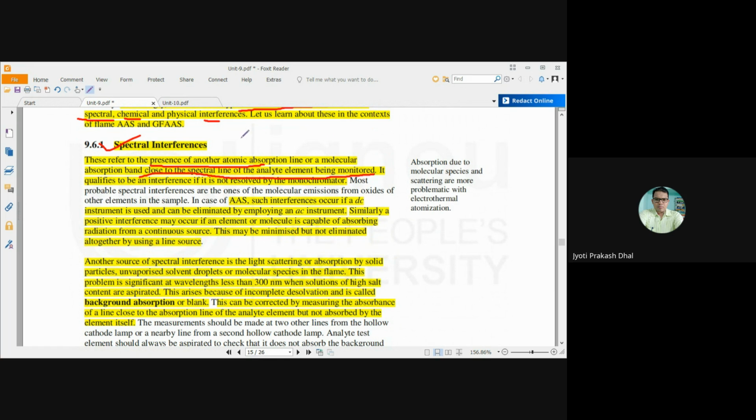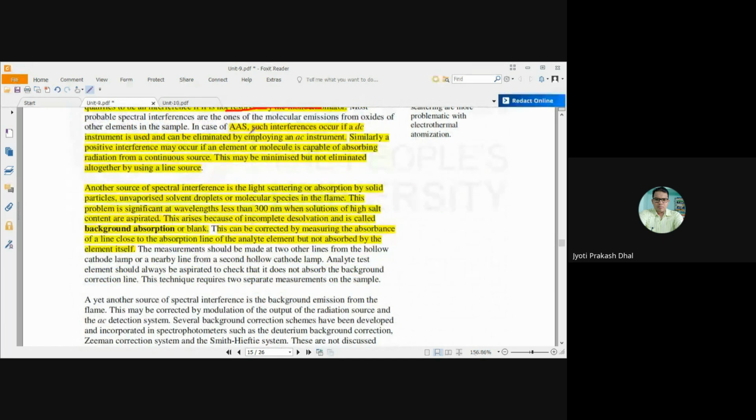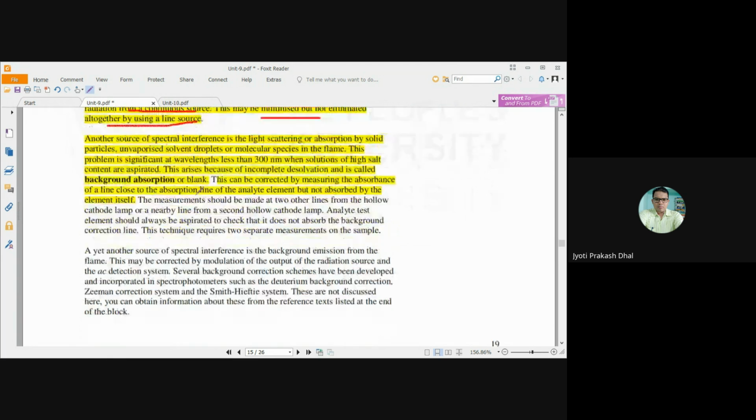It qualifies to be an interference if it is not resolved by the monochromator. Such interference occurs if a continuum source instrument is used and can be eliminated by employing a line source instrument. Similarly, a positive interference may occur if an element or a molecule is capable of absorbing radiation from the continuous source. This may be minimized, but not eliminated altogether, by using a line source.